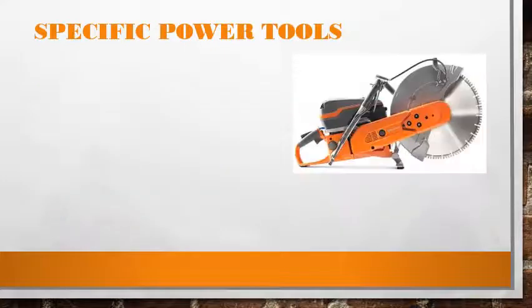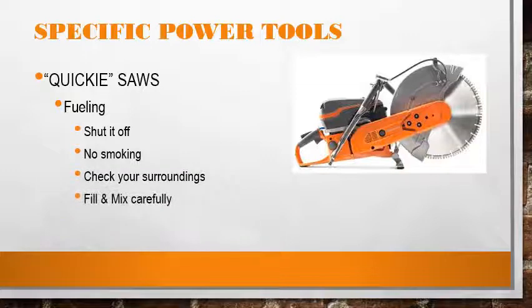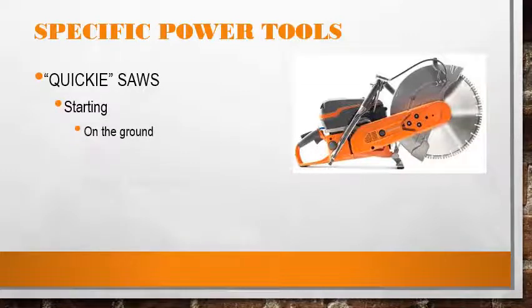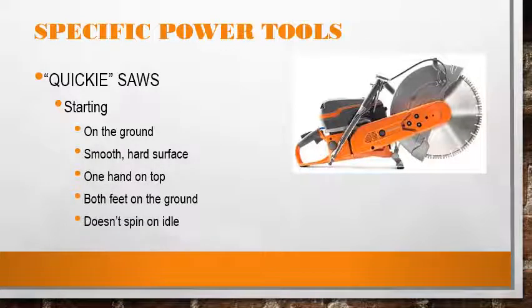When using a cookie saw, make sure you fuel it safely. Shut it off, don't smoke, check your surroundings, fill and mix carefully. When you're starting the saw, make sure it's on the ground, on a hard, smooth surface. Keep one hand on top, put both feet on the ground, and once it's started, make sure it doesn't continue to spin when it's idling.